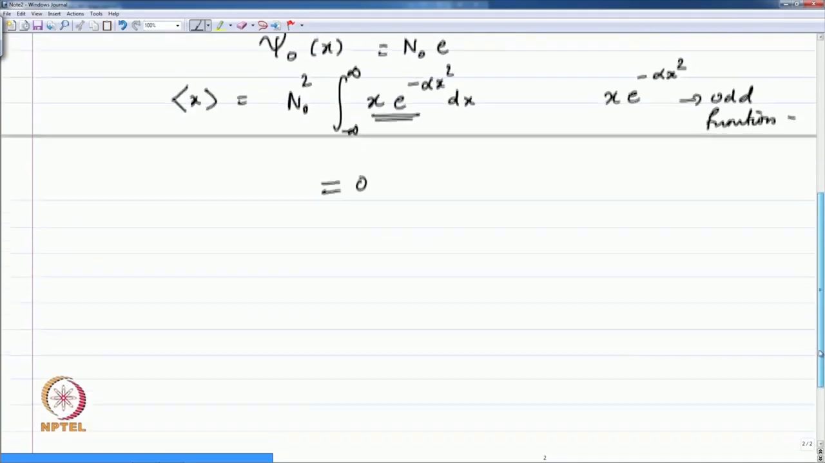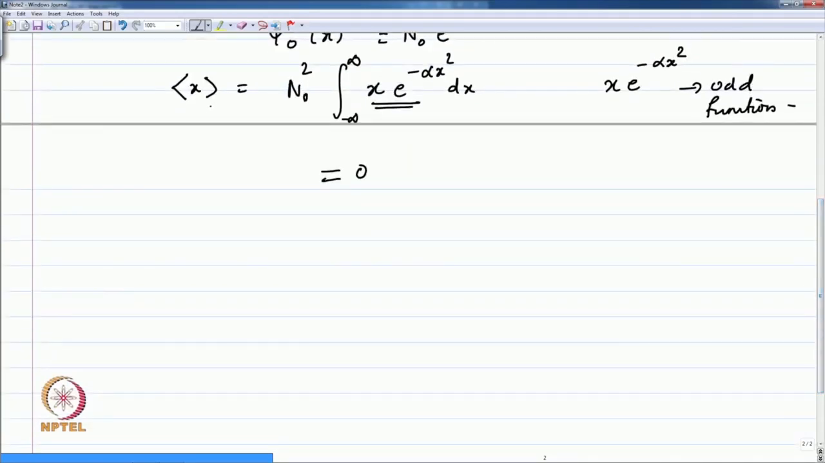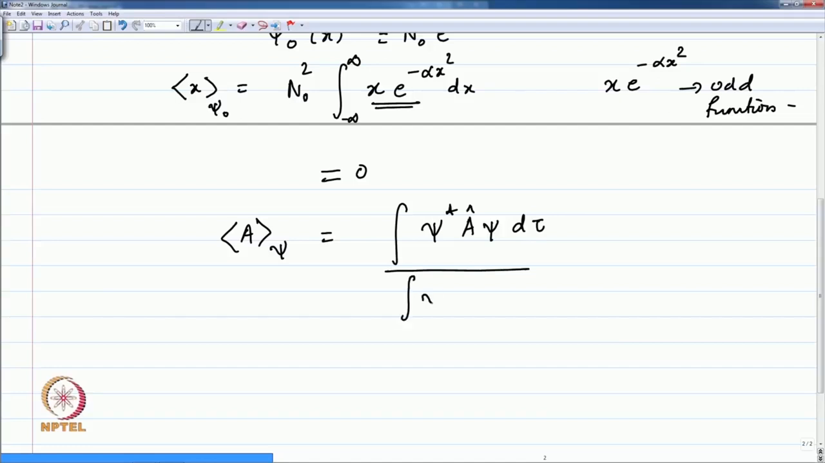This is true for any wave function. This is at psi 0, where the expectation value is calculated. Please remember, the expectation value of any operator A in the state psi is given by the integral of psi star A acting on psi d tau divided by the integral of psi star psi d tau. Since this is a normalized wave function, for us this is equal to 1. And here we have put in A as the position operator, which is x itself, and the limits are from minus infinity to plus infinity dx. So, this is what we had done.